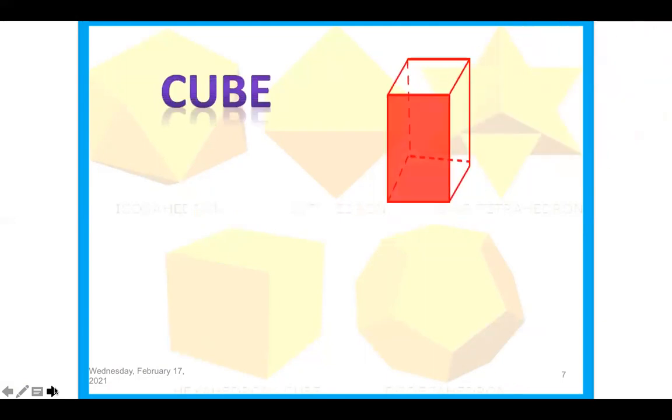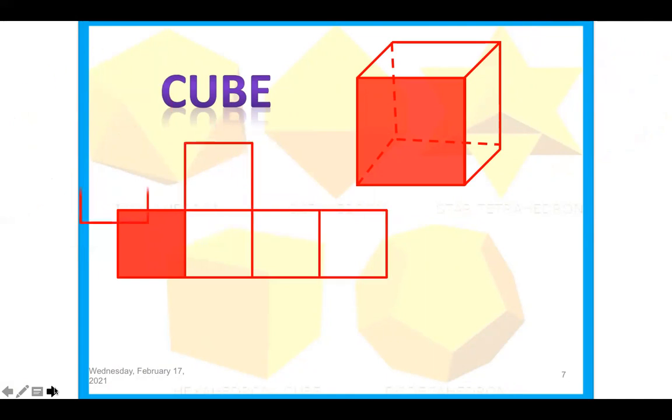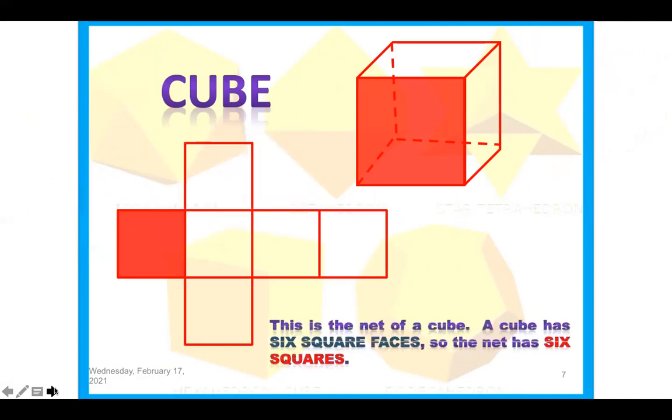So for example, a cube. If I were to open up a cube, I will have something that looks like this. And this is the net of a cube. A cube has 6 square faces, so the net has 6 squares.